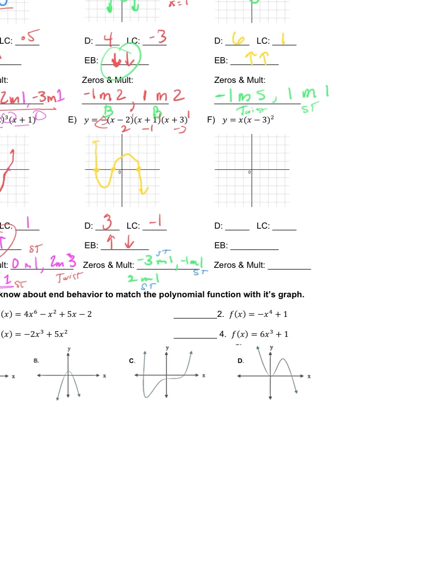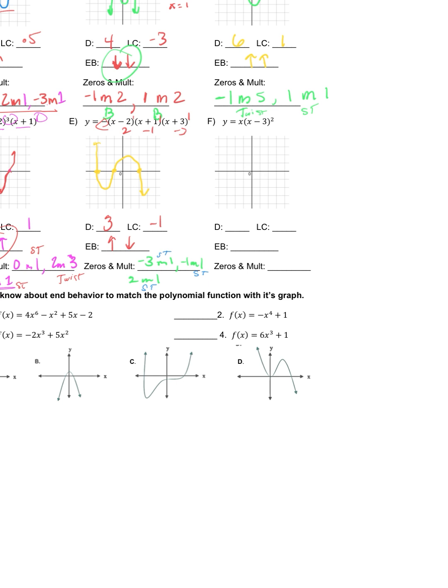All right, next one. I see that I have a degree here, a degree of 1, 2, 3. My leading coefficient is a positive 1, it's right here. And my end behavior is down, up. Okay, so I have a 0 at x equals 0, and that multiplicity is 1. And then I have a 0 at x equals 3, and that multiplicity is a 2. So this is going to go straight through, and this one will twist.